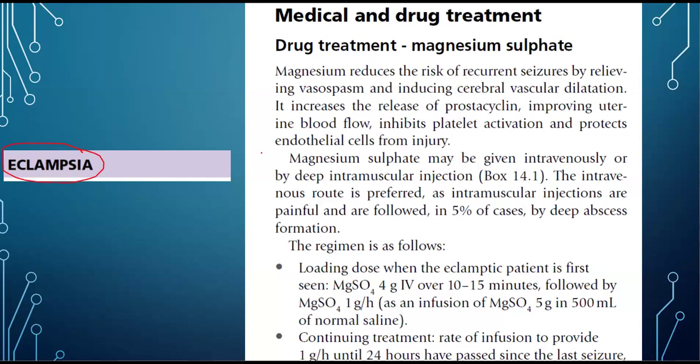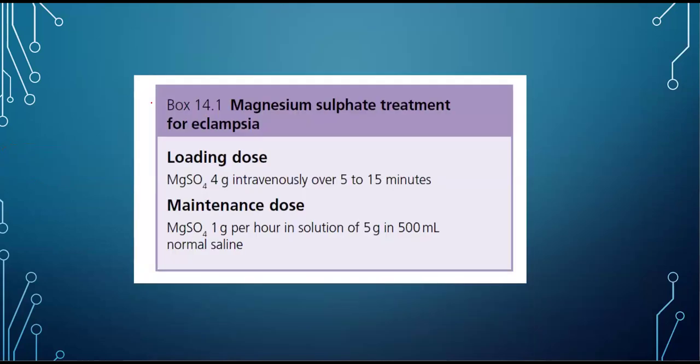So, eclampsia management. The most important eclampsia management is magnesium sulfate because it reduces the risk of recurrent seizure. You can give it intravenously or by IM injection. The regimen of magnesium sulfate, the dose, comes in the exam, so you need to know what dose we give. Loading dose of 4 gram and then maintenance is 1 gram per hour in a solution of 5 gram in 500 ml of normal saline. You can just remember 4 gram as a loading dose and 1 gram per hour for 24 hours. That's usually the treatment.